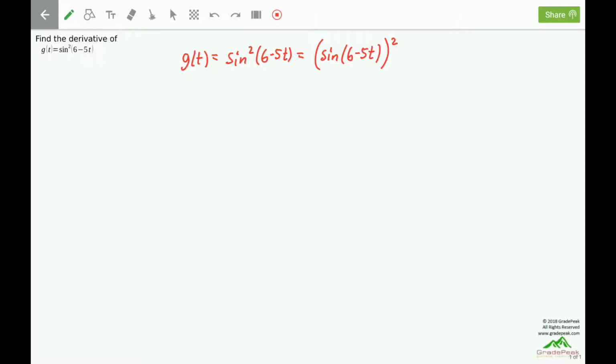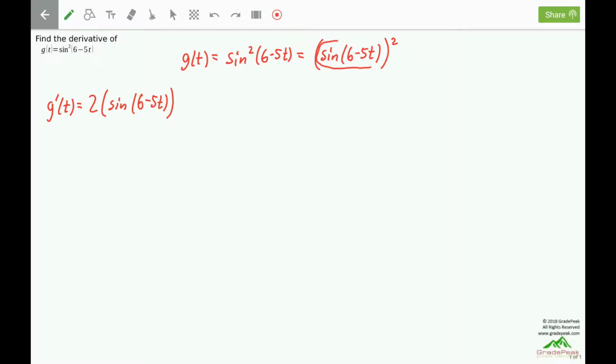The outermost function here is actually the squared power, the second power, and that means we start with the power rule. The derivative g prime of t will be: bring the power down, so a 2, leave the inside alone exactly as we see it, so sine of 6 minus 5t. Subtract 1 from the power, so it'll now be to the first power, but since the inside of that power was not just a t, but rather an entire expression, now we do the derivative of the inside.